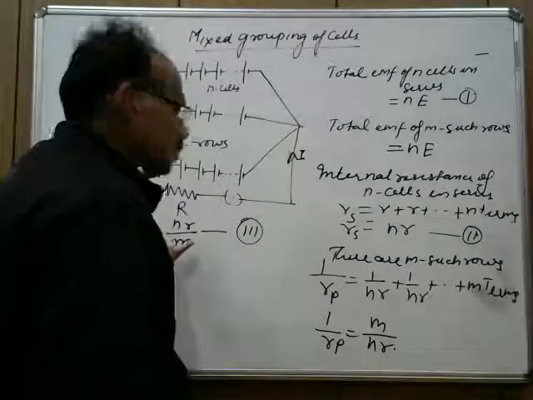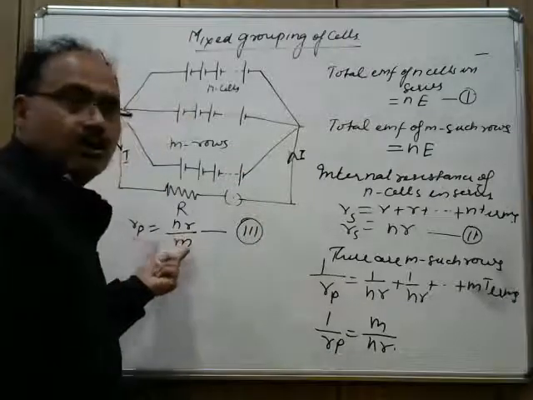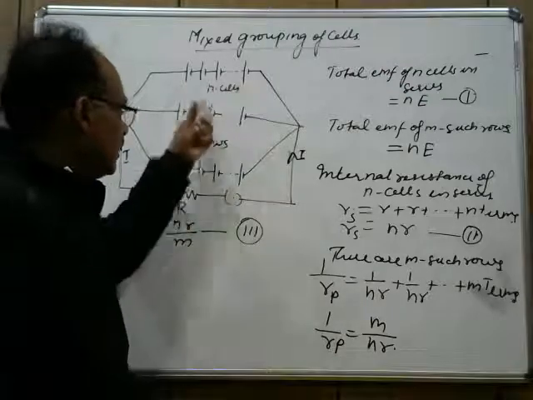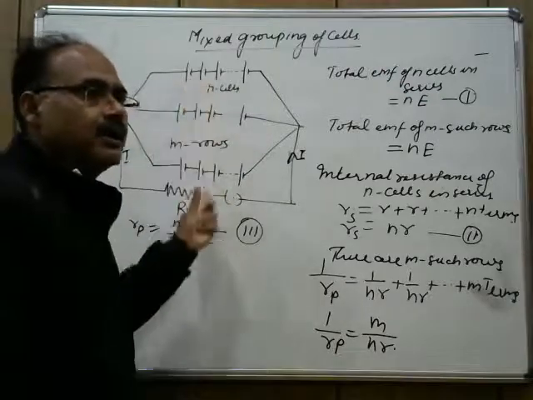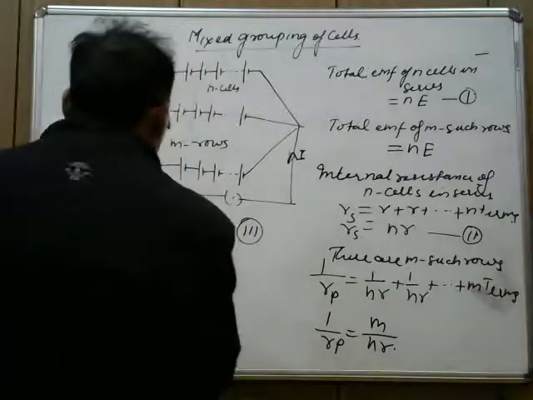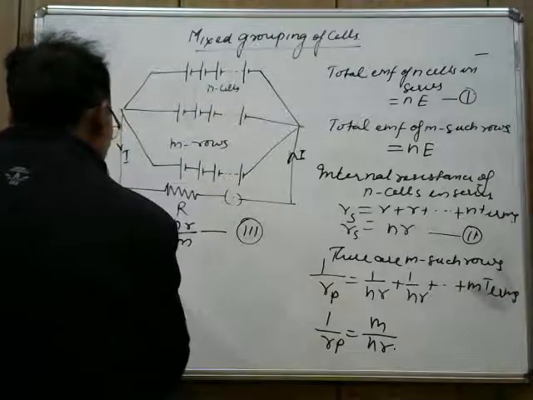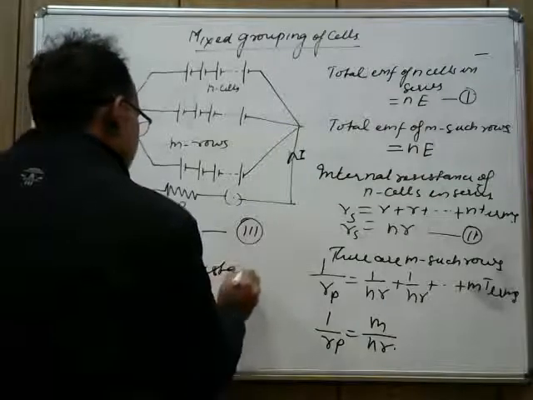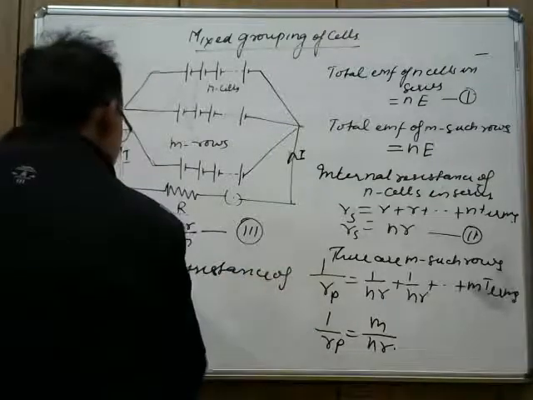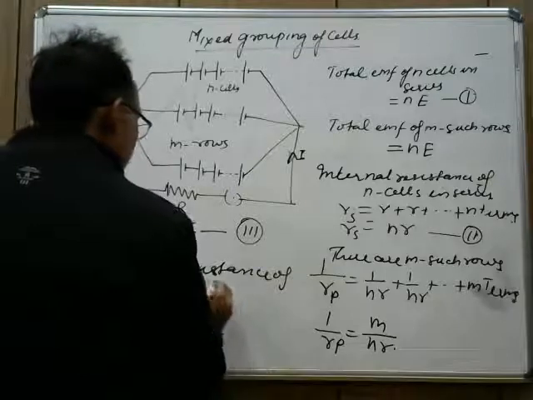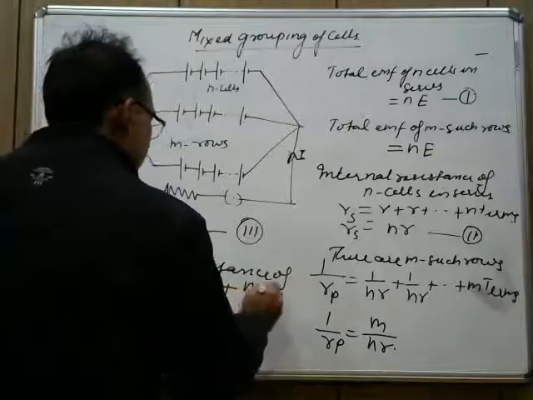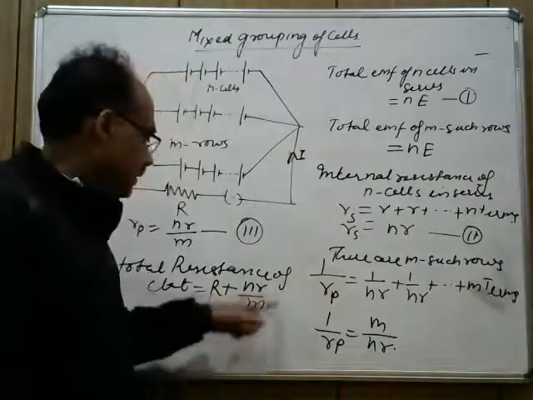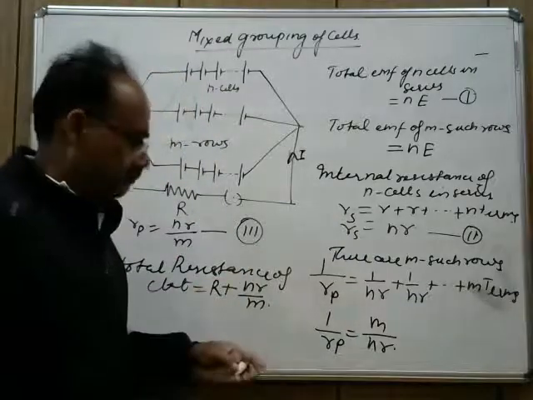Now this is the total internal resistance of all the cells which are in series, and such rows are connected in parallel. Now we can say that the total resistance of the circuit is equal to R plus nr by m. R is the external resistance. अब क्या हुआ? ये इसके सीरीज में आ जाएगा.